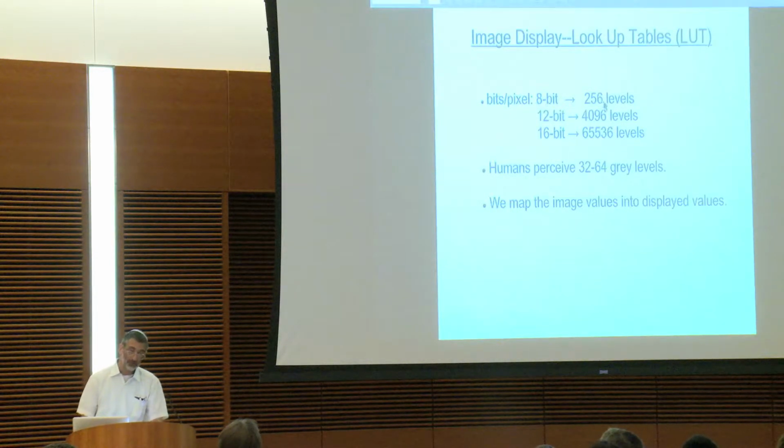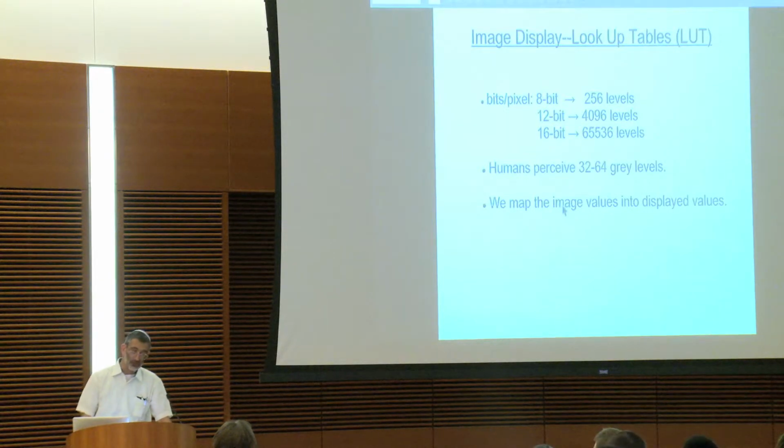Okay, so I already talked about bits per pixel: 256, 4096, and 65,536 for 16 bits. A lot of cameras now, like the new sCMOS imagers, come with 14-bit and 16-bit dynamic range. Humans perceive about 32 to 64 gray levels, which is why radiologists have this thing called the window. They'll set their display window so they can see hard bone, or they'll see soft tissue and so on.